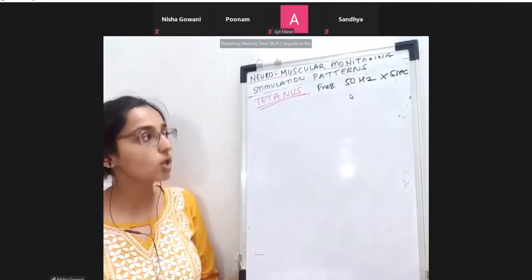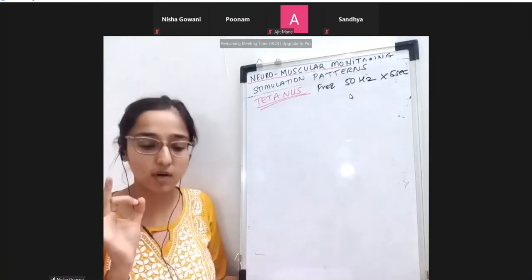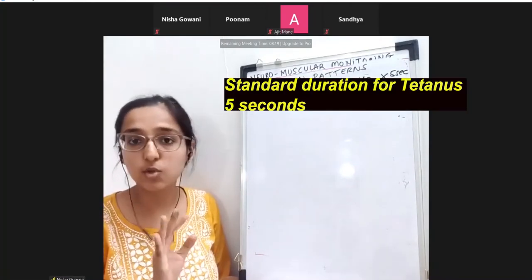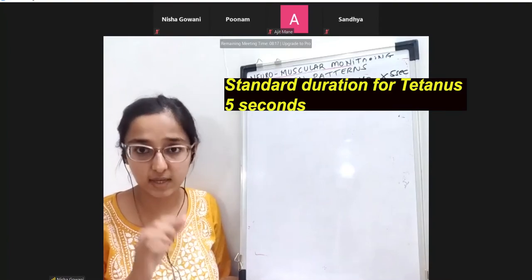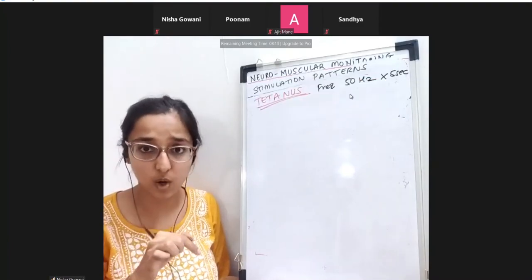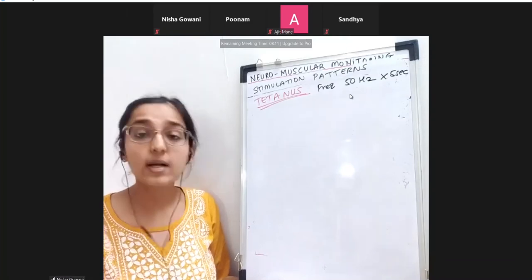Okay. So the most common frequency used is 50 hertz. Always remember that. The standard duration of using tetanus: please use it only for 5 seconds, not more than 5 seconds. When you press the TET button, it will ask you how much time you want to give it for. Now, what is happening?